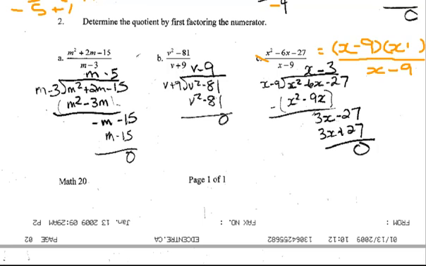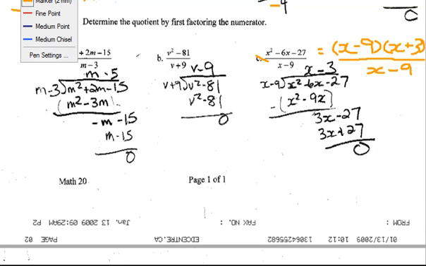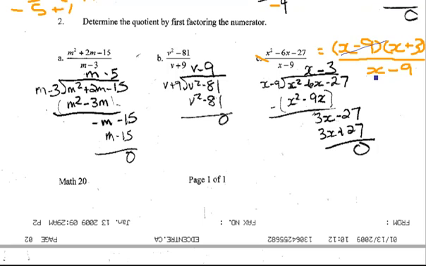And that would be x minus 9 and x plus 3. And what happens there, of course, is x minus 9 will cancel, and I'm left with x plus 3 over 1. So it's just x plus 3.